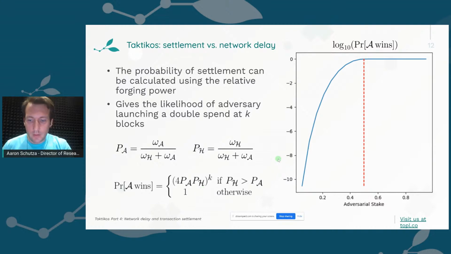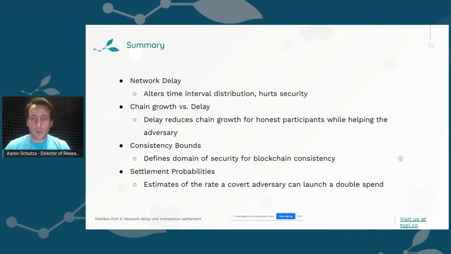So with that, we'll summarize what we're looking at for these numerical results. We're interested in network delay, since it alters the time interval distributions and hurts the security of the system. And we want to understand the system in terms of chain growth at its essence, and how this chain growth is affected by the delay. Now, the net effect of delay is to reduce this chain growth for honest participants while helping the adversary and keeping the adversary's rate of chain growth unaffected. This allows us to define consistency bounds, which is a simple inequality between the rates of chain growth of the two participants, the honest participants and the adversary participants.